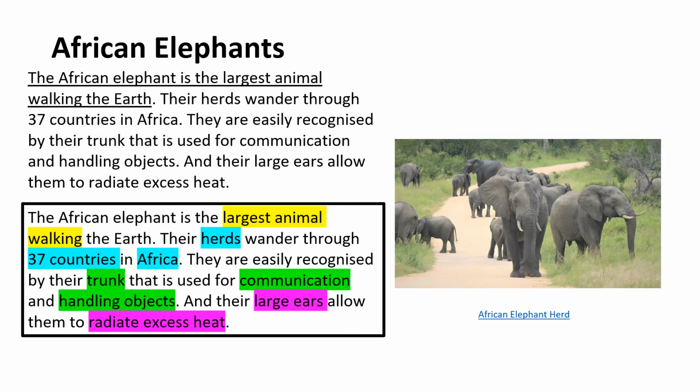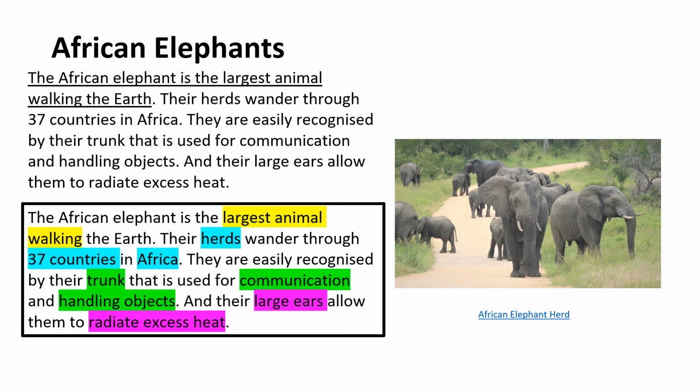So let's look at another passage here about African elephants. And you can see the topic sentence that I've underlined talks about the fact that the African elephant is the largest animal walking the earth. And then the paragraph goes on, actually. It's a lot longer than what we can see here. And it talks a lot about the appearance of the African elephant. But yet again, I found the key words: largest animal walking, herds, 37 countries, Africa, and so on.